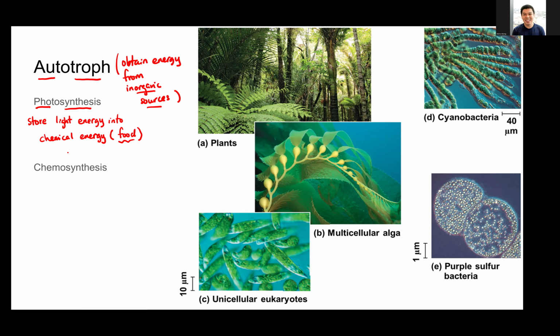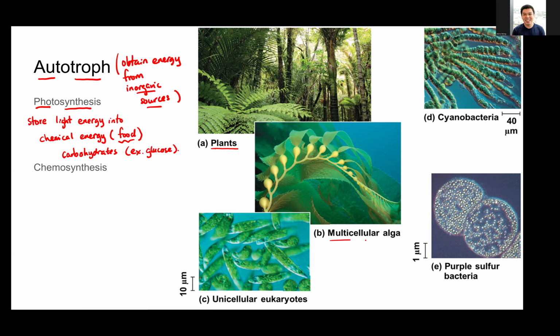So these foods are, in general, a type of carbohydrate, such as glucose. You can see right here, we have all these organisms that can do photosynthesis. Common knowledge is that only plants do photosynthesis, but that's not true, right? We are more familiar with plants doing photosynthesis, but there are also other organisms that can do photosynthesis, but they are not plants.